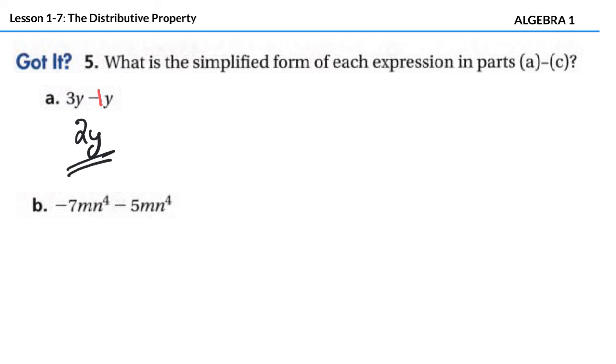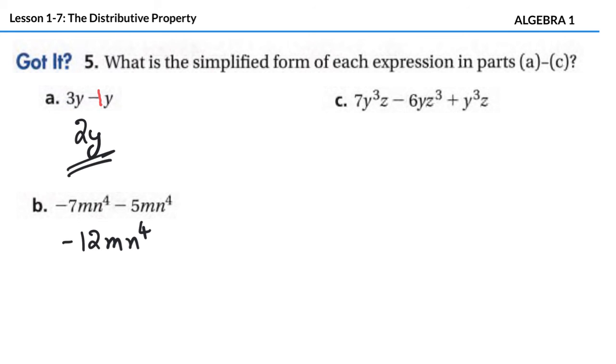Minus 7m n to the power 4 minus 5m n to the power 4. Are they like terms? They are because they have the same variable with the same powers. So we can subtract them or add them. Minus 7 minus 5 is minus 12. So it's minus 12 m n to the power 4. Pretty easy. Let's try another one.